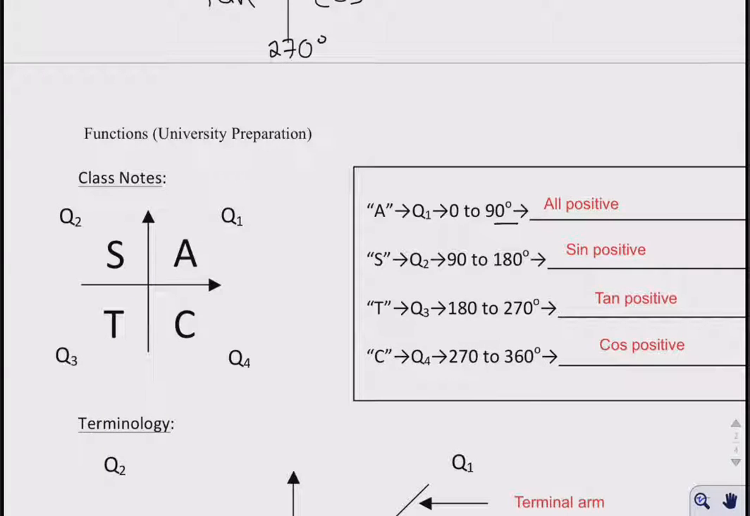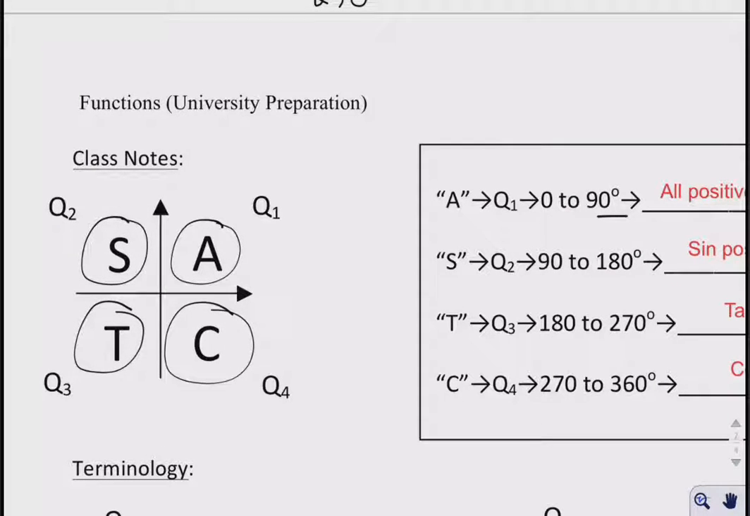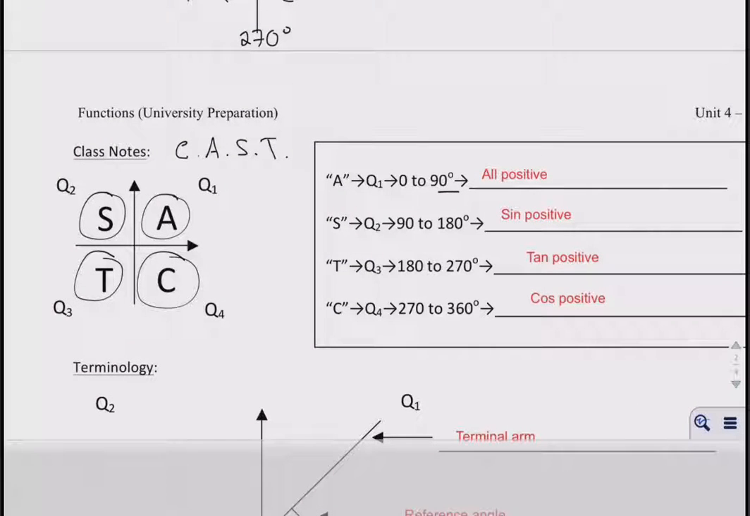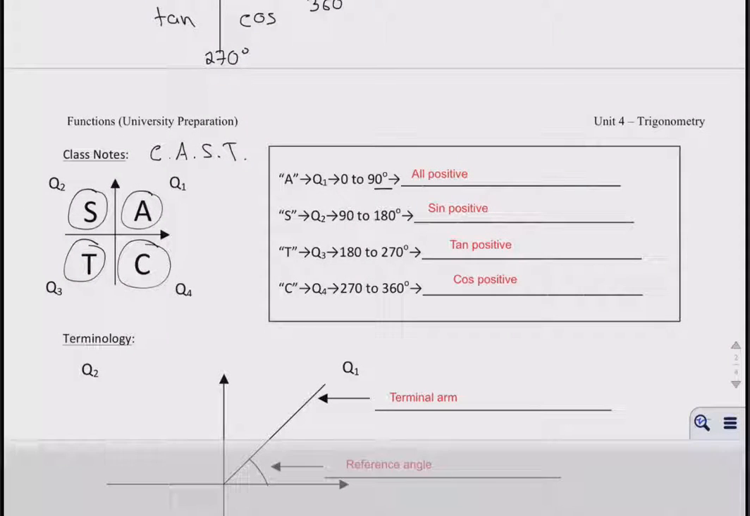So what I have here is, I've dropped the rest of the letters and I just have A for all trig ratios, S stands for sine, T stands for tangent, and C stands for cosine. And if you put those letters together, we get what is known as the CAST rule. So it's something similar to SOHCAHTOA. It's just a mnemonic device to help us remember what is positive in what quadrant. So over here at the side, I've just summarized everything that we did above. You can copy that down into your notes.